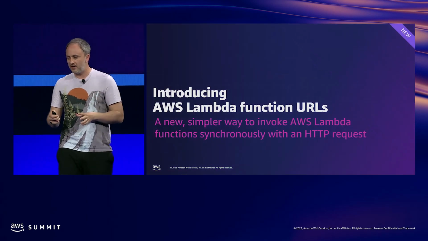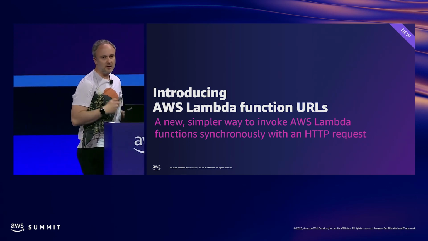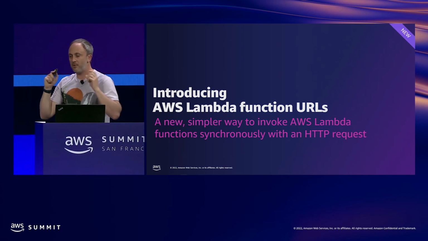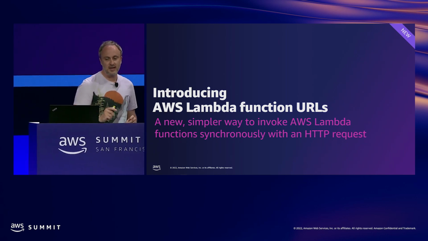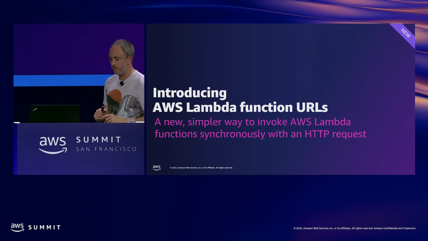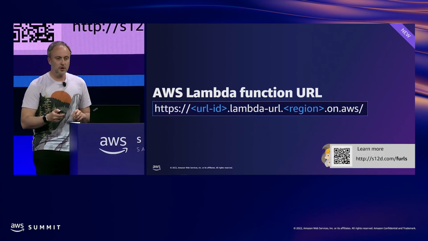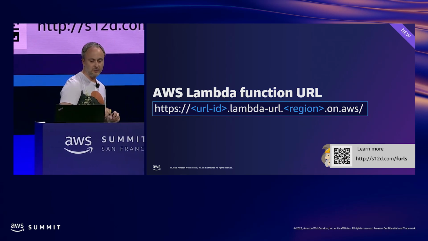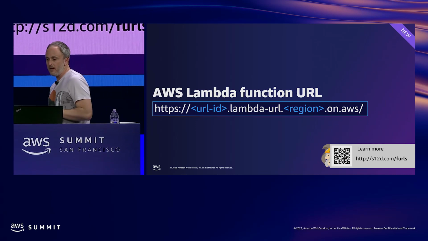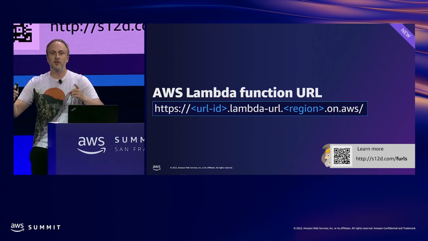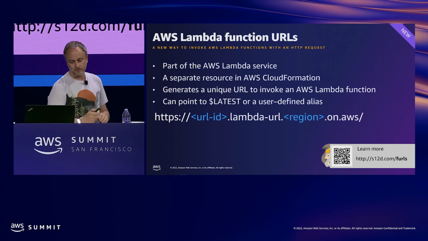And about 10 days ago, we launched this brand new part of Lambda called Lambda Function URLs. So this is a brand new simple way to invoke your Lambda function synchronously with an HTTP request. I'm going to spend a bit of time going into this now. This is what your Lambda function URL looks like. So it's always HTTPS. It's a uniquely generated ID, .lambda-url, and then the region that you generated your function in, and then it will say .on.aws.